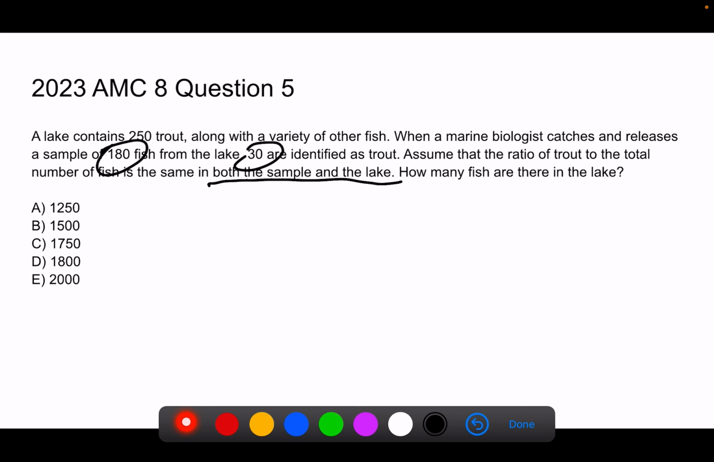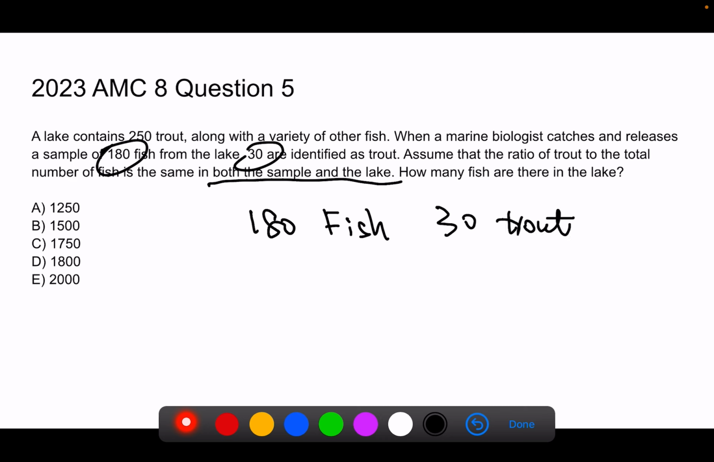For this question, one part you need to get by reading through it is that trout is also fish. It's part of the fish. Especially if you look at the sample, right? There is a sample of 180 fish. From where, right? 30 out of the 180 are trout.